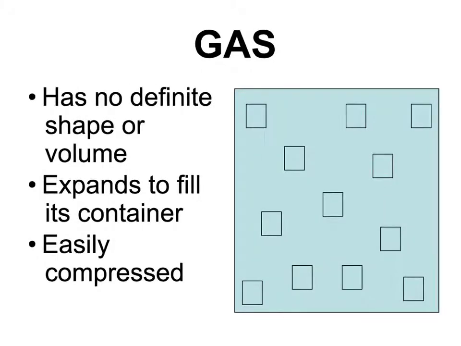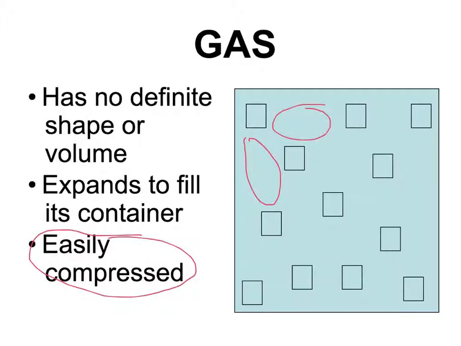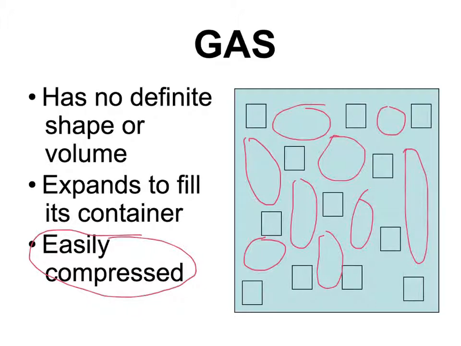And our last state of matter for the high school chemistry student is a gas. Unlike the other two, it has no definite shape or volume, and it expands to fill its container. The major difference between a gas and a liquid, and a gas and a solid, is that the gas is easily compressed. It has a lot of free volume that is not occupied by the particles, and therefore the particles can be compressed into this volume.